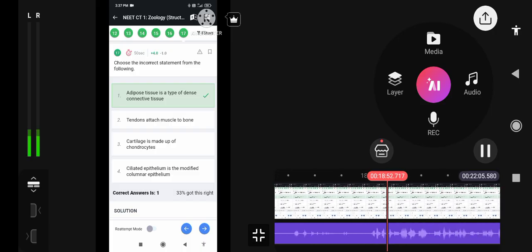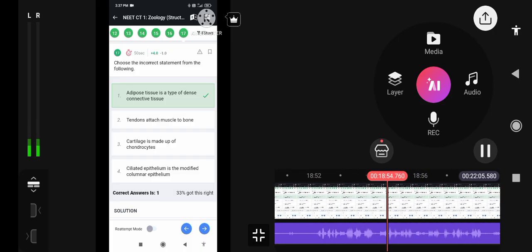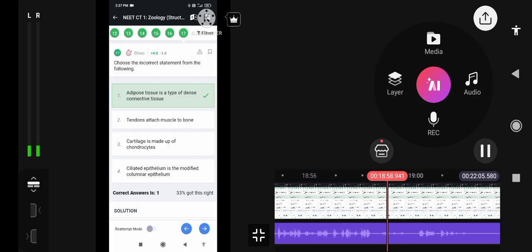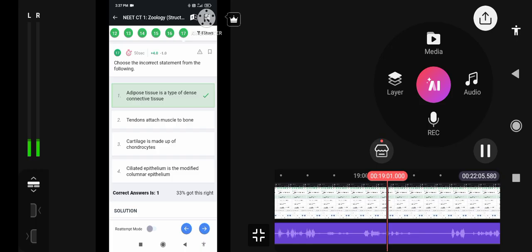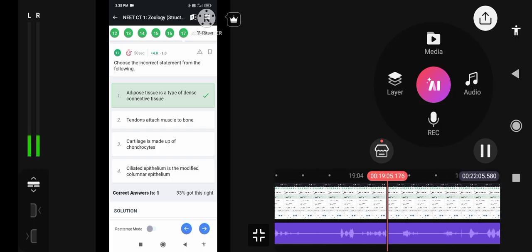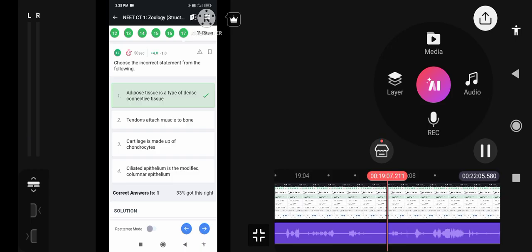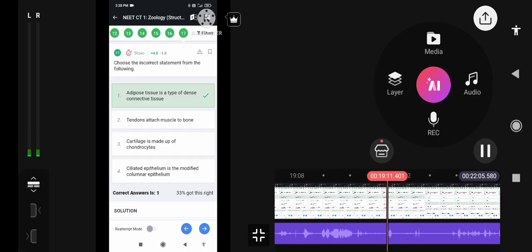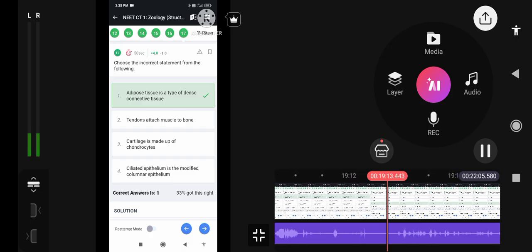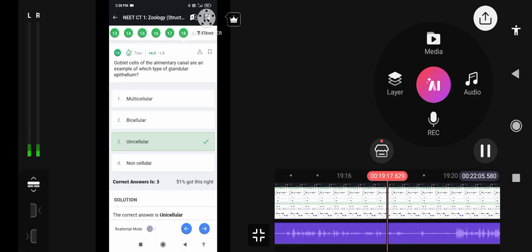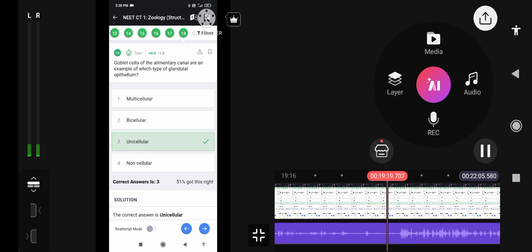The dense connective tissues are tendons and ligaments, and some other options are also there, where the example is skin. Skin is an example of dense irregular connective tissue. And tendons and ligaments: tendon connects muscle to bone, ligament connects bone to bone. That is the answer. Okay, now next question.